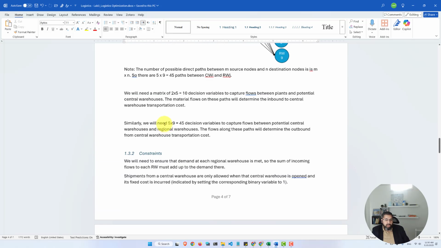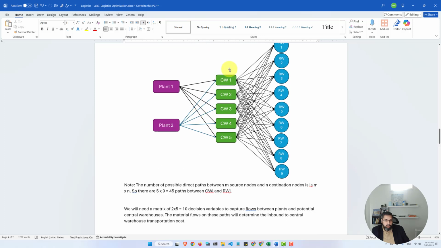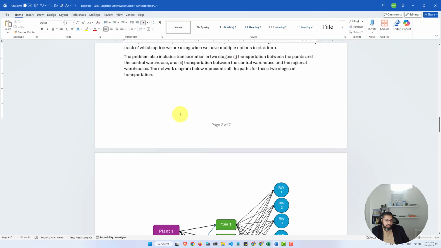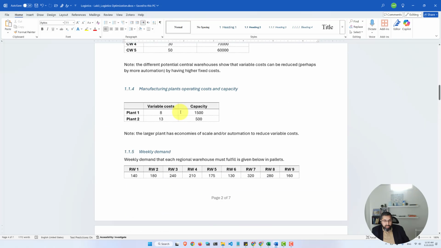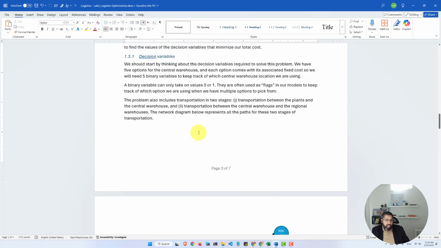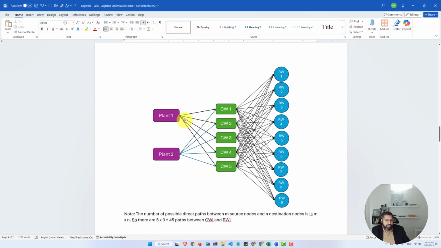And then we'll have some constraints. So we want to make sure that the plants cannot ship out more than their capacity, because we are given the capacity here, and so these plants can at most ship out a quantity which is equal to or less than their capacity. So the sum of the product flowing on the 5 paths going out of plant 1 must be less than or equal to the capacity of plant 1. Similarly, you have a capacity constraint for plant 2.